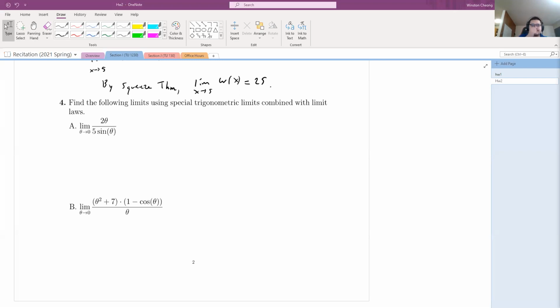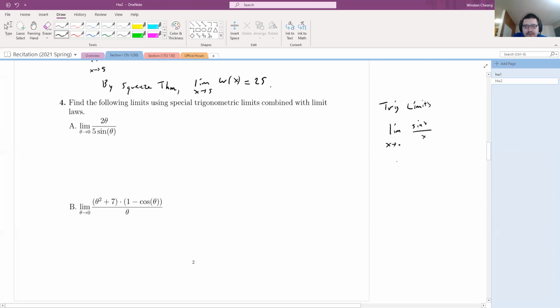Okay, so there's these things called trig limits. They're special little limits that you need to kind of memorize. They're also on the slides, but he separates them between two different slides to illustrate them visually. But the trig limits are the limit as x goes to 0 of sine of x over x, and the limit as x goes to 0 of 1 minus cosine of x over x.